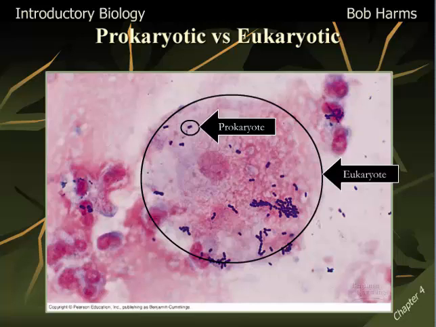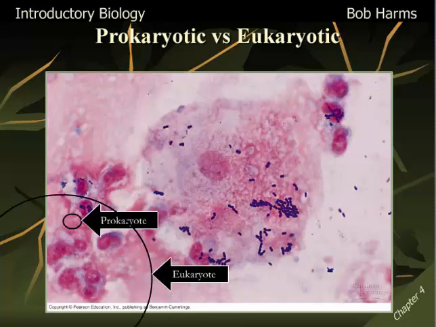But I also want to point out, just because our cells are larger or more complex, that doesn't make our cells better than prokaryotic cells. Being small and simple allows these bacteria and archaea to reproduce very quickly, to be very successful.